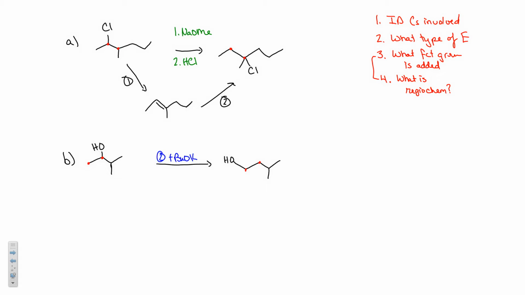But what's my first step? Is this a good leaving group? No. So step 1, convert to a good leaving group. Step 2, treat with the sterically hindered base to get the alkene.